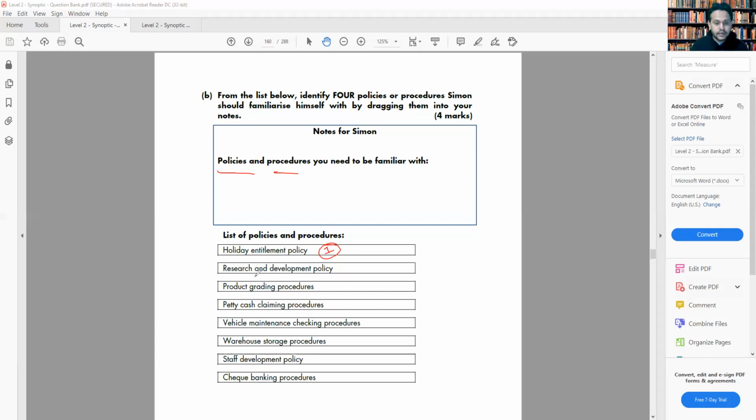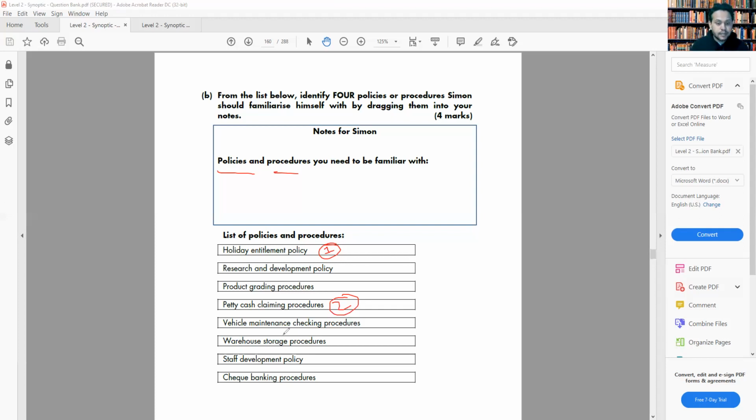Then we have research and development. No, this is a budgeted thing, research and development product grabbing procedure. No, this is not the finance department function. Petty cash, yes, petty cash claim procedure. This one is done by the finance department. So how do you claim petty cash? For example, if someone said, I spent £20 on tea and coffee, what is the procedure for paying? Is there an authorization policy? For example, if the amount is more than £100, it has to be signed by the department manager. If it is more than £1,000, it has to be signed by the director. So what is the policy? You have to know that.